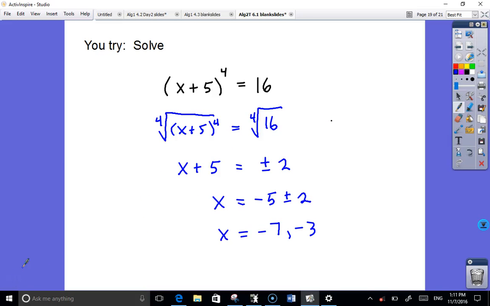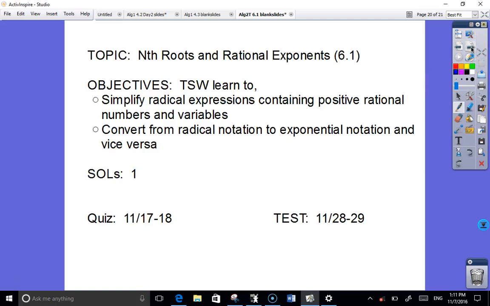When you take the even root, you need a plus or minus, and that's plus or minus 2. When you subtract 5, that's negative 5 plus or minus 2, but then you can simplify that. There's no reason to leave it in that form. Negative 5 plus 2 is negative 3. Negative 5 minus 2 is negative 7. That's it.